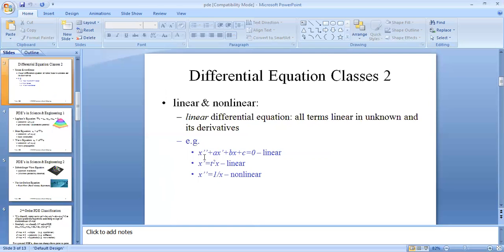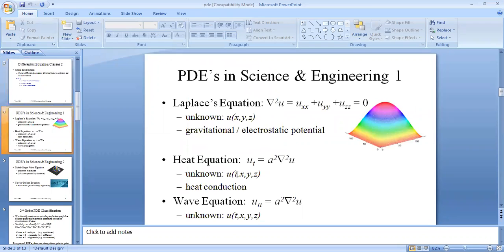Actually this equation is linear because there is no term multiplied with a function of the dependent variable. There is no term multiplied with the dependent variable. This is why it is called linear. And this one is non-linear because there is a term multiplied with 1 divided by x, that means x multiplied by x double dash. x double dash means the double differentiation of x with respect to the independent variable. So this is non-linear.